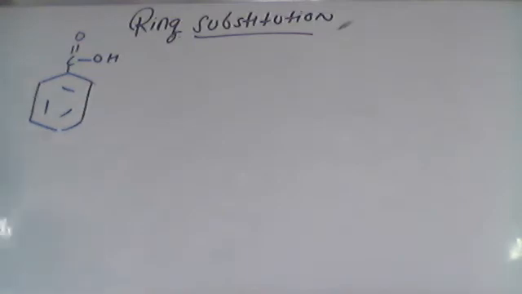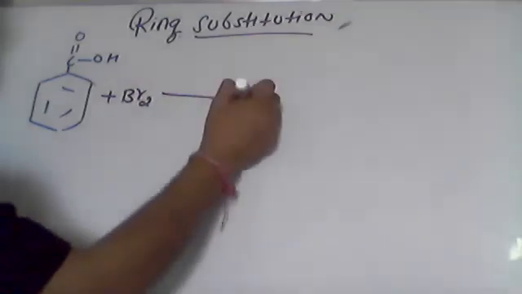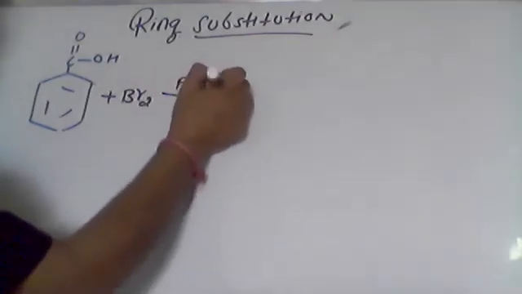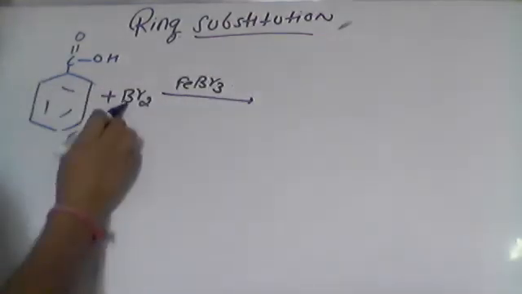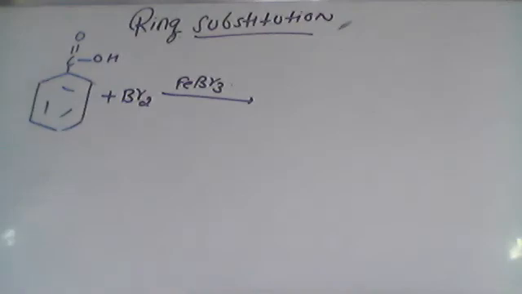Suppose I do the reaction like this. Here we have Br2, and I am going to react this one with FeBr3, that is a Lewis acid. Then this Br will go where? At ortho, at meta, or at para?